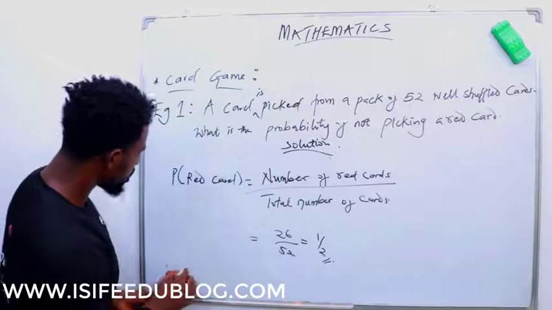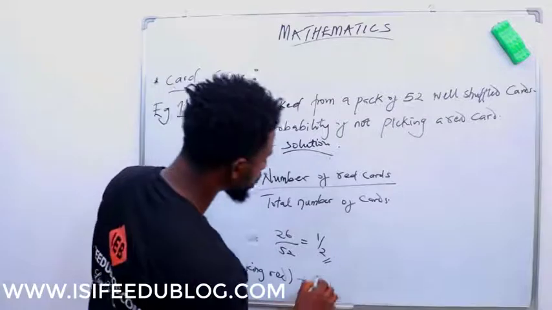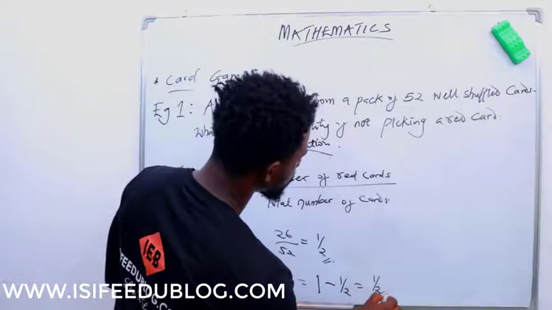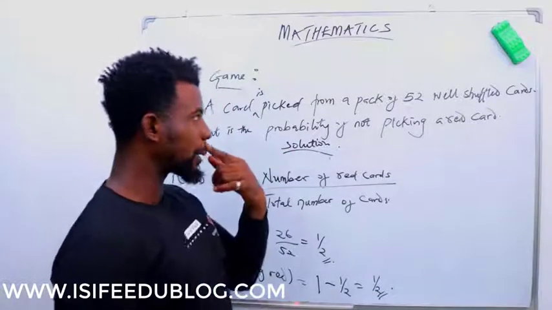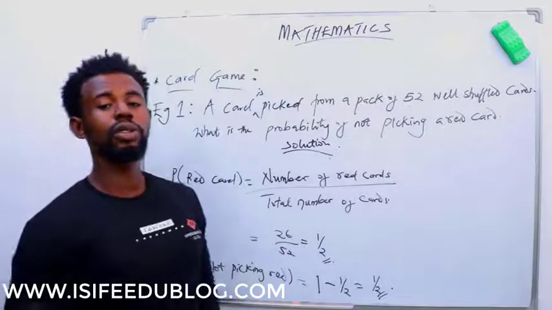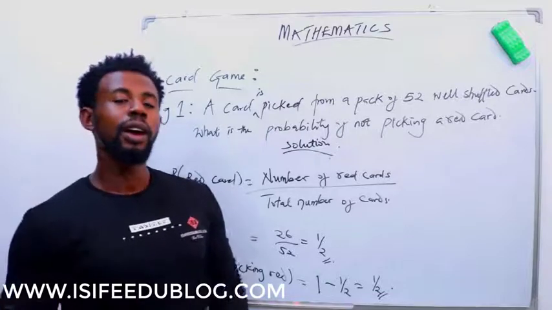Therefore, the probability of not picking red is equal to 1 minus 1 over 2, which is also what? 1 over 2. So the probability of not picking a red card from a pack of 52 cards is 1 over 2. Alright? And this is the basic.